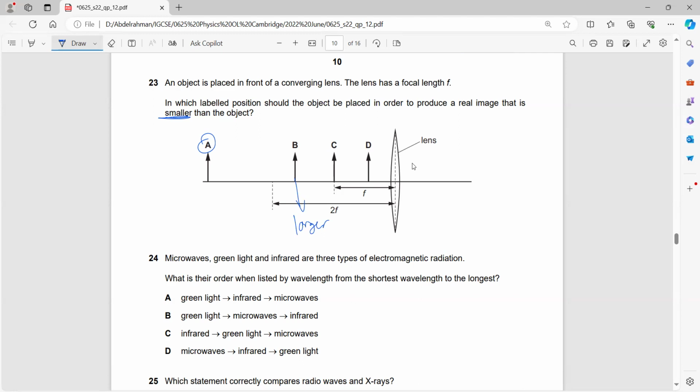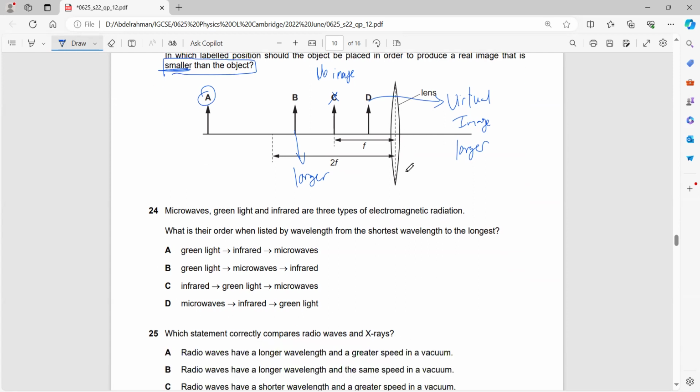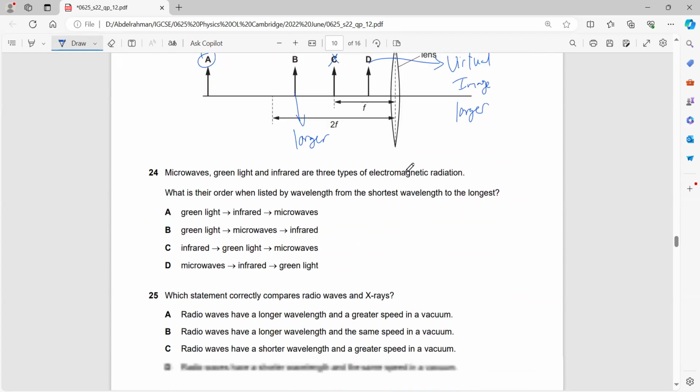C and D, you're not actually required to know C. You're not required to know what happens when the object is on the focal point or the principal focus, but I can say quite quickly that no image will appear. At D, what will happen? A virtual image will appear, and this image will be larger as well. Again, the question is very simple. If you want a smaller image, all you need to do is increase the distance between the object and the lens.